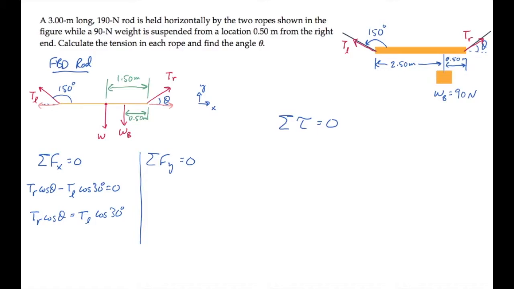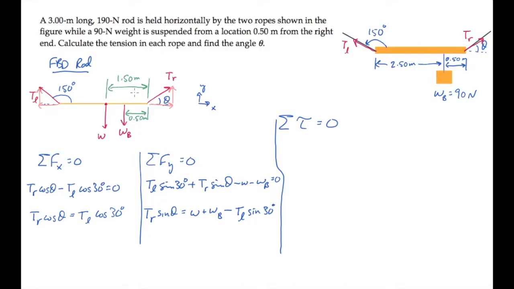When we sum forces in the y direction, we see there are four, this component of TL plus this component of TR minus the two weights. So that gives us TL sine of 30 plus TR sine of theta minus each of the weights. Those sum to zero. And again, we don't know either tension or the angle theta, so all we can do is write down the relation among these variables.